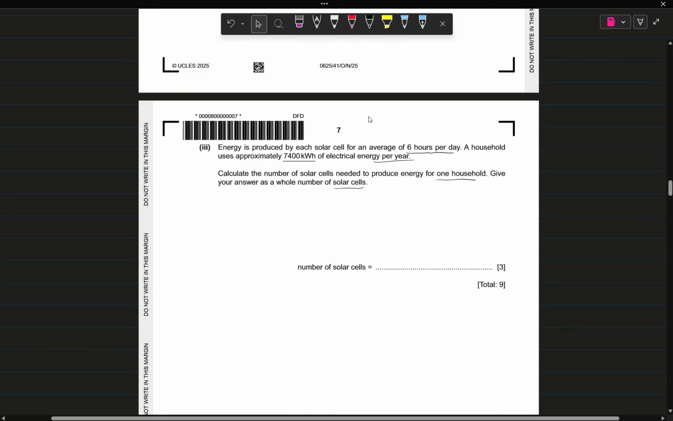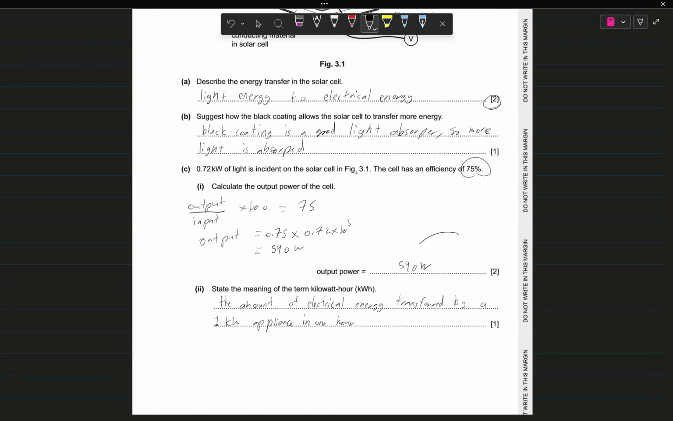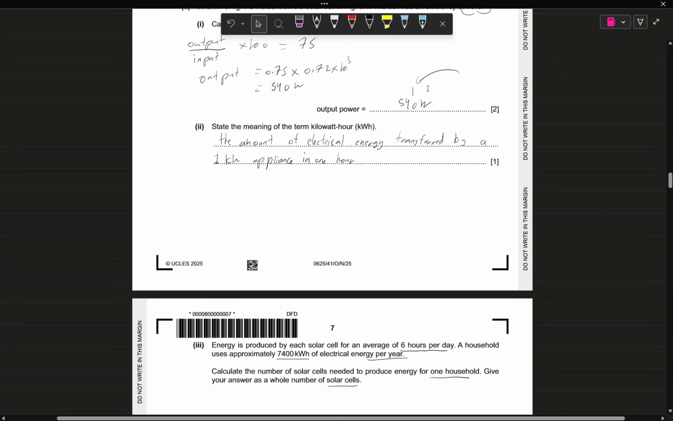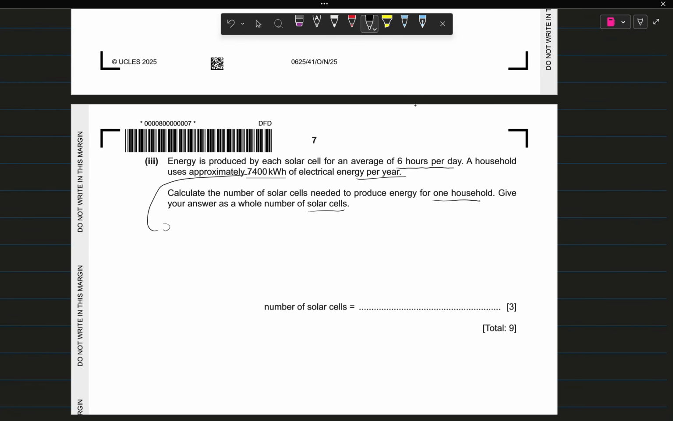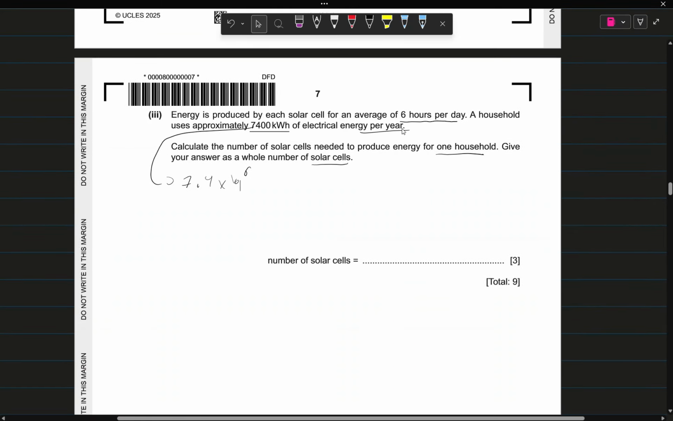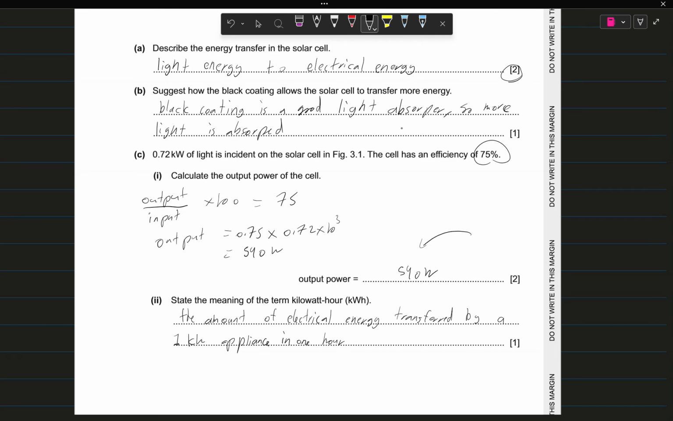Okay, to answer this problem, we need to use the output power. We already calculated the output power, which means we calculated the useful power produced. Since that is our useful power in watts, it will be wise to convert this to watts, which will be about 7,400,000, or for short, 7.4 times 10 to the power of 6. Because this one is only per hour.